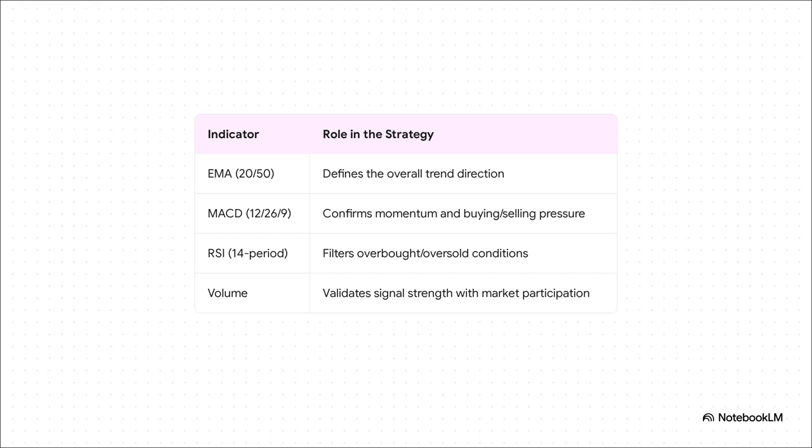First, the EMAs. They're like the team captain, telling us the overall trend. Are we in a bull market or a bear market? Then the MACD comes in to confirm the momentum. Is this trend strong or is it running out of gas? The RSI acts as our goalie, right? It stops us from buying at the very top or selling at the very bottom. And finally, volume validates the entire play. Is there real money and conviction behind this move?